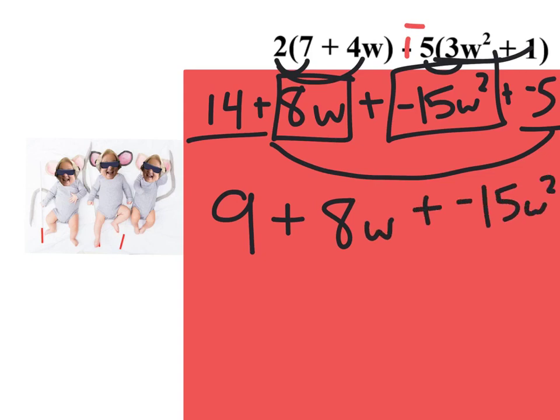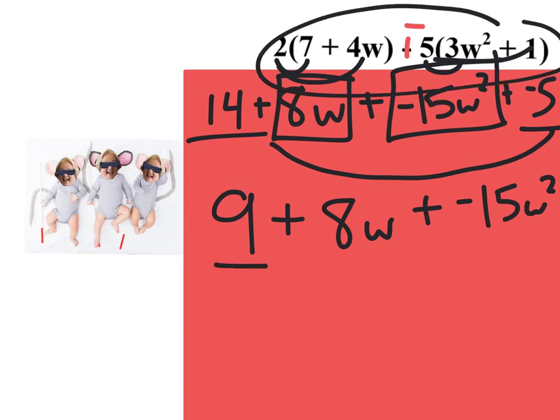You've simplified it. You've got it down from all of this junk that we had at the beginning to 3 terms. Terms are the math parts that are added together here. And so we have 9 as a constant term, 8W is a variable term, and -15W squared is another variable term. That means, to review, 8 is the coefficient of this variable term, -15 is the coefficient of this variable term, and 9, of course, is a constant.